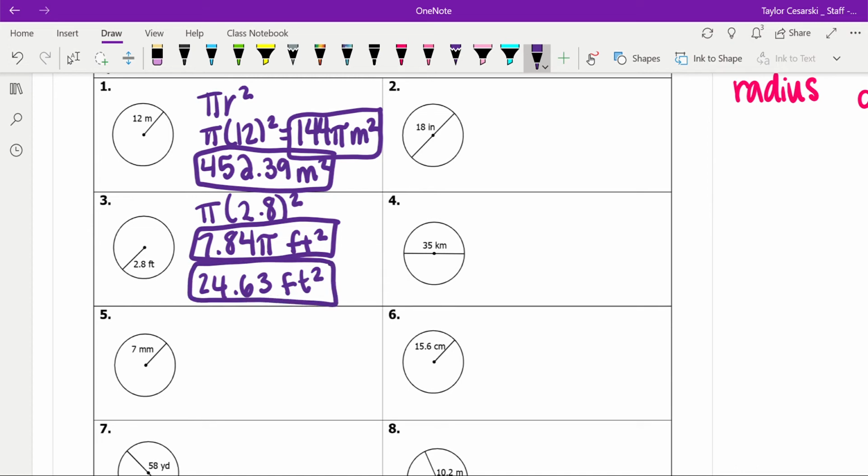Again, numbers 2 and 4, we didn't do those, but make sure those, it gives you the diameter, so you want the radius. So you'll have to divide that by 2.